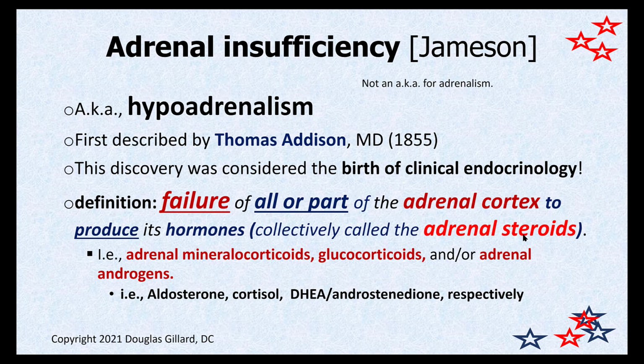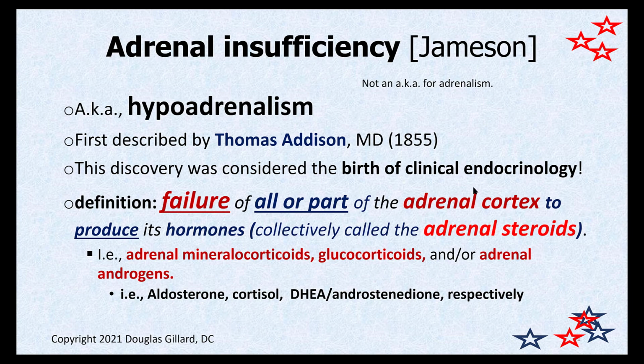So let's get into adrenal insufficiency. Hypoadrenalism. Watch out for that word. Remember, adrenalism, what does that mean? Is that hypoadrenalism or hyper? That's hyper. It's an AKA for hyperadrenalism, so watch out for that. This one they'll never call adrenalism. They always call it hypoadrenalism, or adrenal insufficiency, or Addison's disease, depending on the cause. This was the birth of endocrinology, discovered by Addison, who had a patient with decreased cortisol levels, and endocrinology was born.